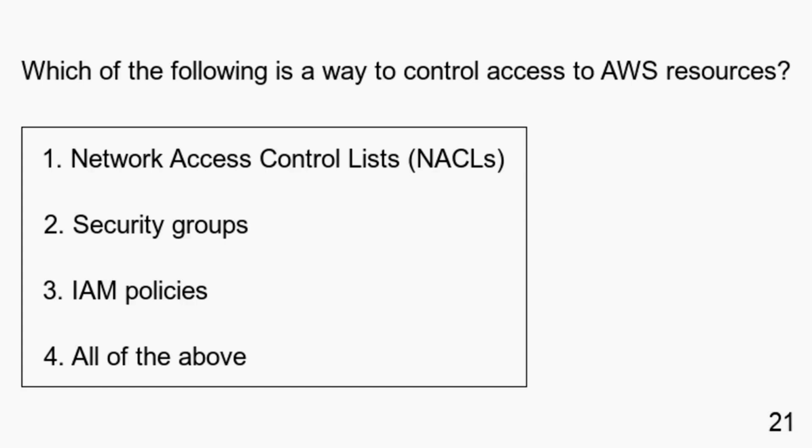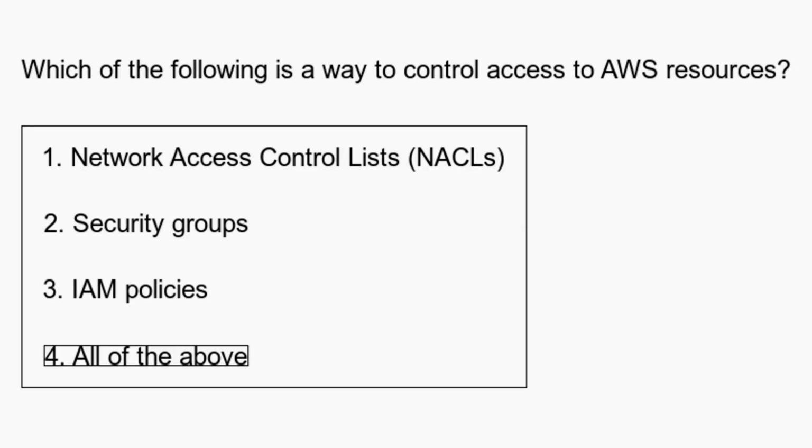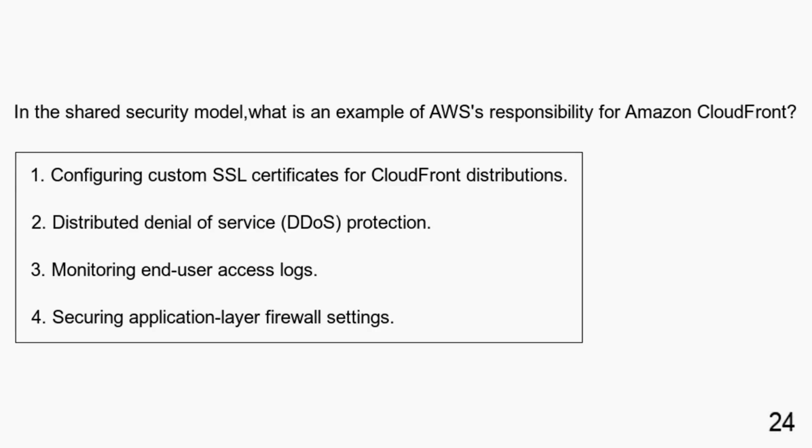Which of the following is a way to control access to AWS resources? Network Access Control Lists, NACLs. Security Groups. IAM policies. All of the above. AWS offers a variety of ways to control access to resources, including IAM policies, security groups, and NACLs.